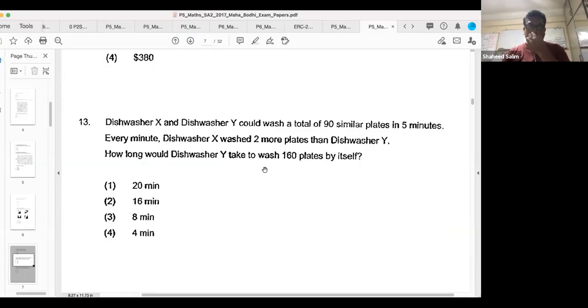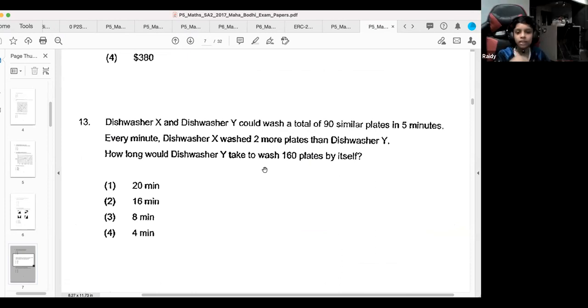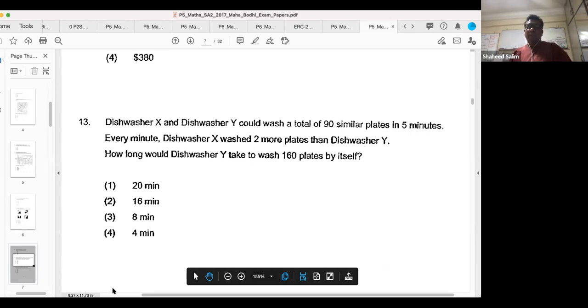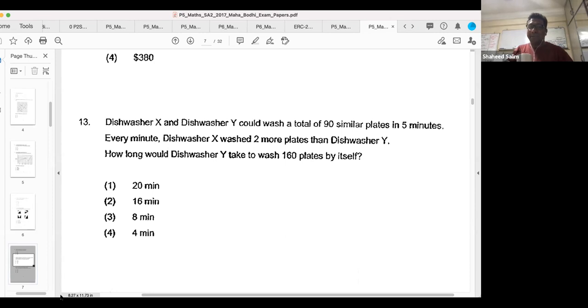Are we ready now? Dishwasher X and dishwasher Y could wash a total of 90 plates in 5 minutes. Every minute, dishwasher X washes 2 more plates than Y. How long will it take dishwasher Y to wash 160 plates by itself? Wow, quite a tricky one. Okay, this will be good for PSLE also. This will be a very interesting question for PSLE.